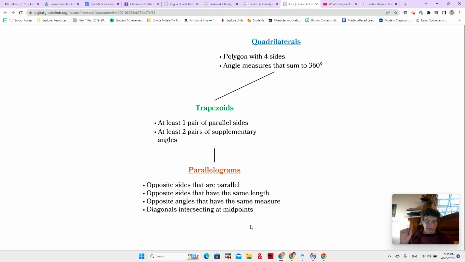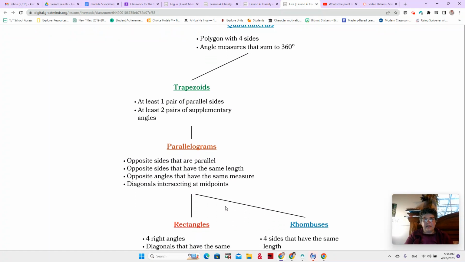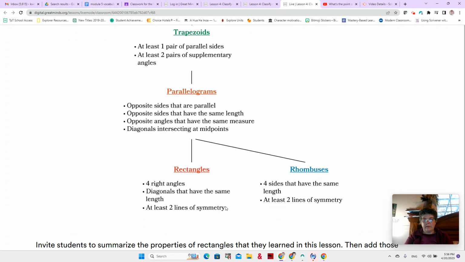Okay? Are all rhombuses rectangles? No, because rhombuses don't have to have right angles, and rhombuses also have to have the same length sides, right? Because rhombuses and rectangles are both parallelograms, we can add them below the parallelograms hierarchy, right? So we have another hierarchy that includes rectangles and rhombuses, okay? And you can see that here.